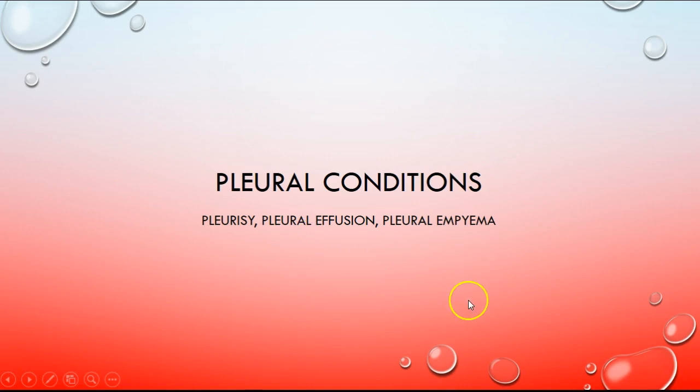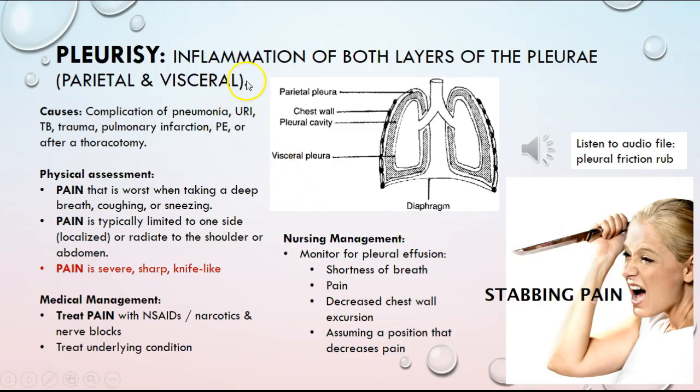So we're going to talk about pleural conditions: pleurisy, pleural effusion, and pleural empyema. Basically, this is going to be an inflammation of both layers of the pleura. And again, we have another soundbite here. When you actually go through the PowerPoint, you can listen to it so you can kind of get a sense of what a pleural friction rub is like. One way that it was described to me is if you have longer hair, if you rub it between your fingers by your ear, that's kind of what it sounds like.